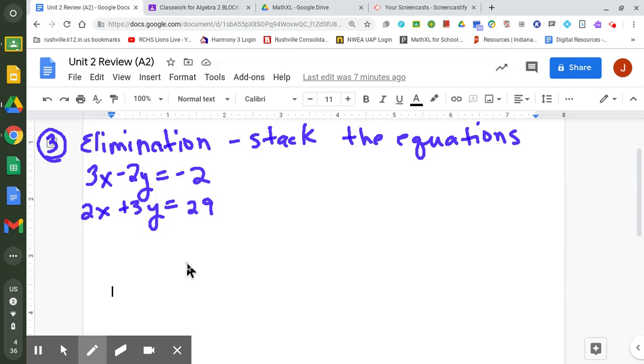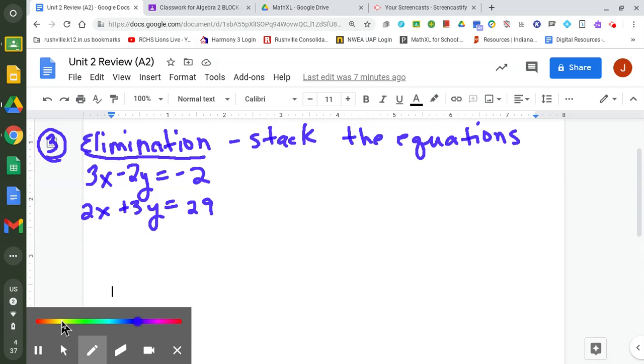So problem number 3, we are solving the system of equations by elimination. Elimination, we want to stack those equations right on top of each other. And what we're trying to do is eliminate or get rid of either these x's or these y's. In order to do that, the signs need to be opposite from each other. So these y's already have opposite signs. One is a minus, one is a plus. But then they need to have the same number in front of them.